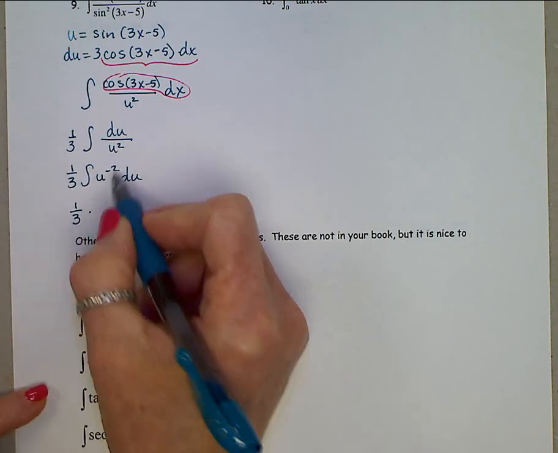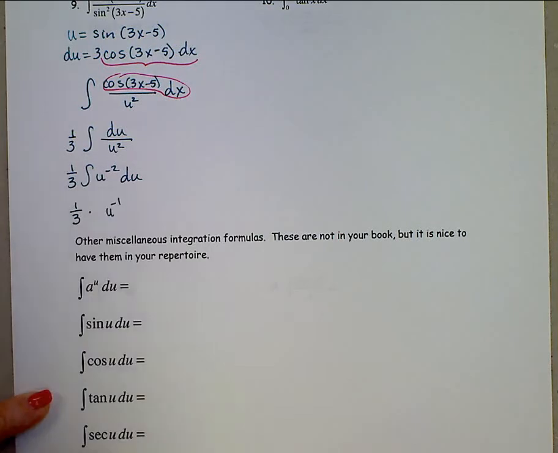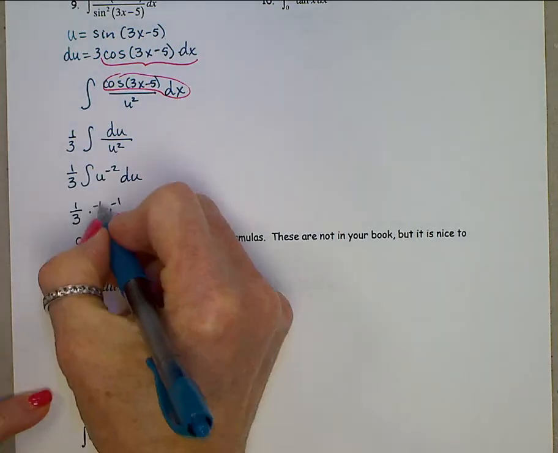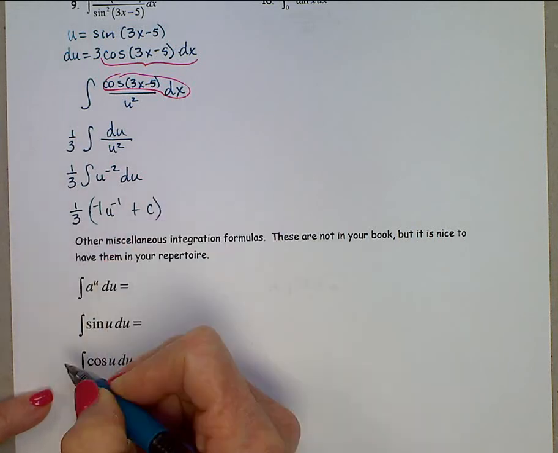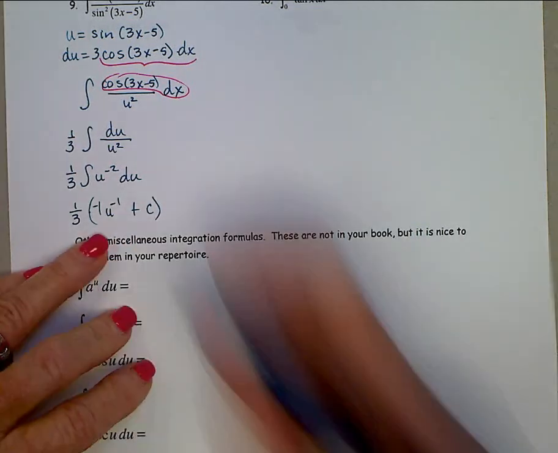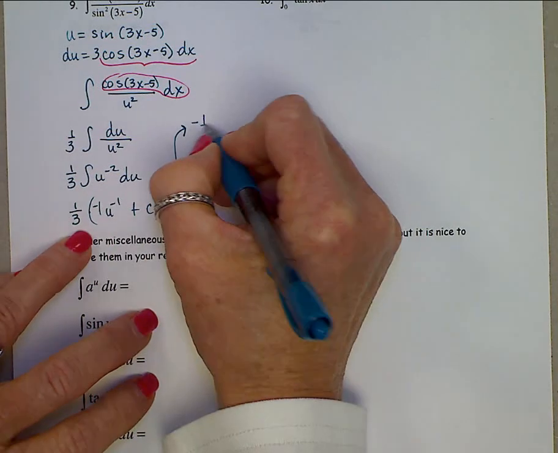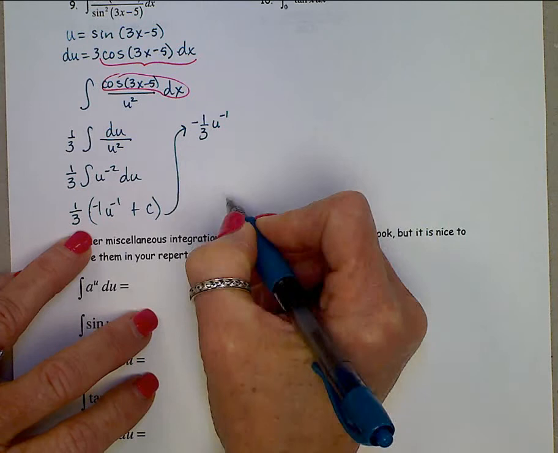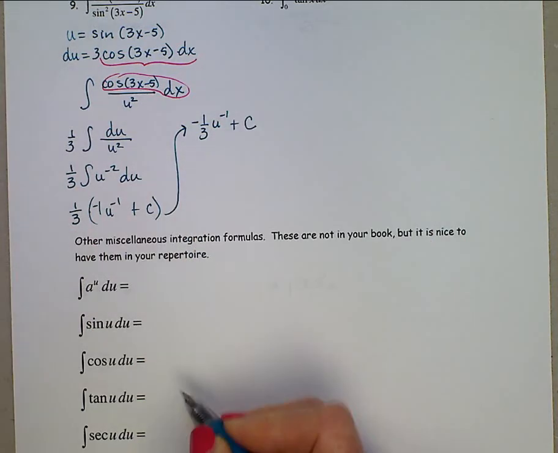Add 1 to the exponent gives us u to the negative first. Divide the coefficient by the new exponent. Puts a negative 1 out here. Plus a c. And we're looking at negative 1/3 u to the negative first, plus a 1/3 c, which is just a different c.